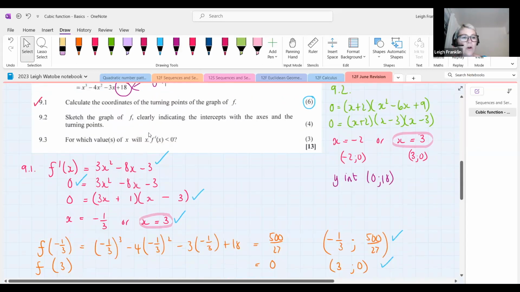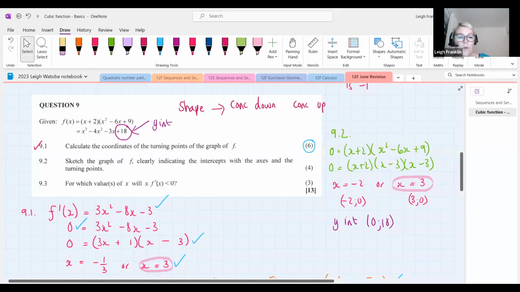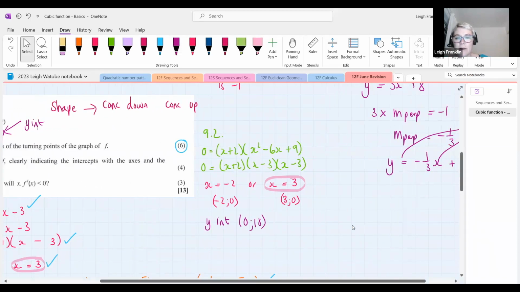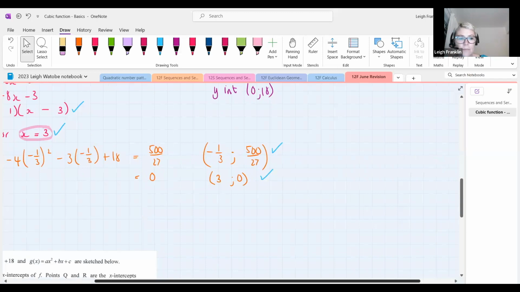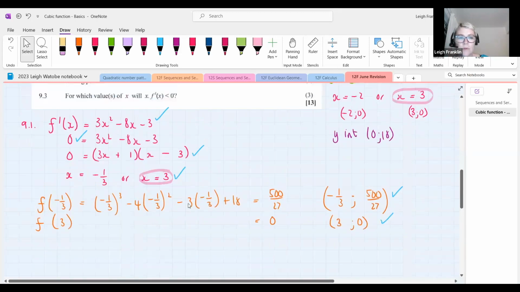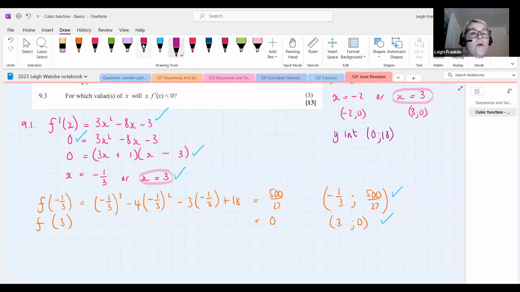Okay, never mind. Now we want to sketch our cubic function. I'm just looking for space here. It's always so difficult to try and fit everything on the screen at the same time. All right, so there's our set of axes, never mind. So concave down and then concave up.